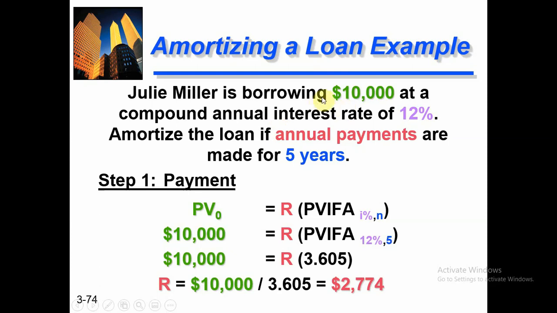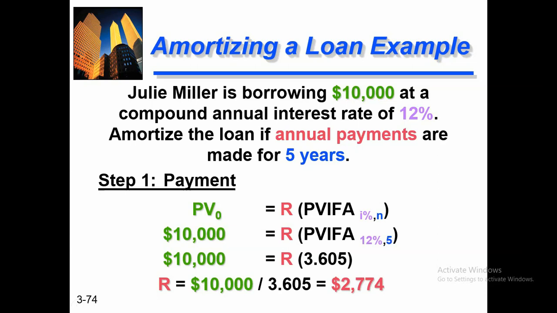The total borrowing amount by Julie Miller is $10,000, the annual interest rate she will pay is 12%, and the payments will be annual. After 12 months, every year she will make a payment, and the loan period is 5 years. Here is the formula through which we can calculate how much we need to pay every year, our annual loan payment.